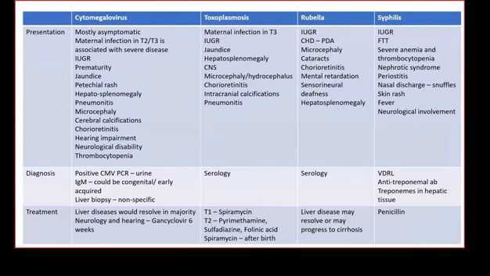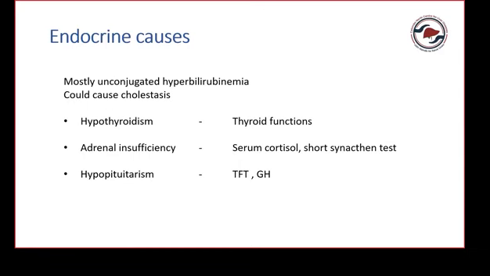Endocrine causes are important to be considered if you have a baby with neonatal cholestasis. If there is hypothyroidism, adrenal insufficiency or hypopituitarism, the commonest presentation is unconjugated hyperbilirubinemia. However, they could have conjugated hyperbilirubinemia and cholestasis. So if you have undiagnosed cholestasis, consider doing endocrine evaluation as well.